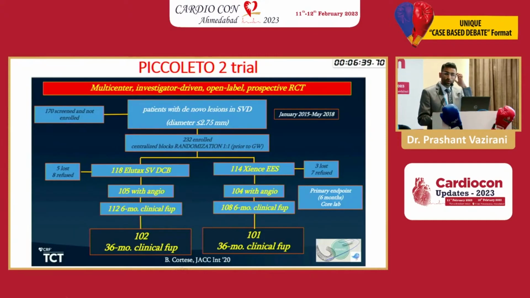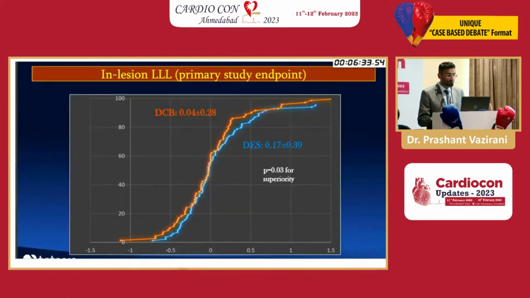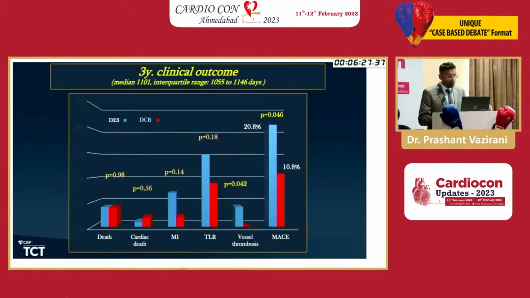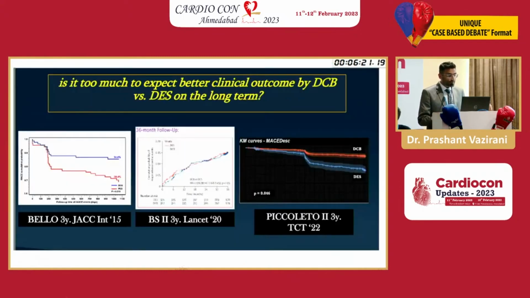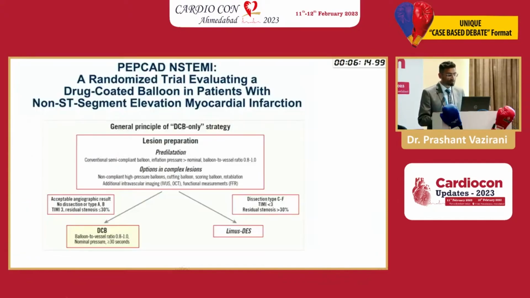Coming to the superiority trial, Picoletto 2, in which 100 patients were randomized to a Zion stent and a drug-coated balloon. You can see, as I explained previously, late luminal loss was seen only with the stent, and a superiority outcome was there for MACE and vessel thrombosis. So is it too much to expect better clinical outcomes by DCBs versus DES in the long term, because we have seen a significant number of trials which I showed?